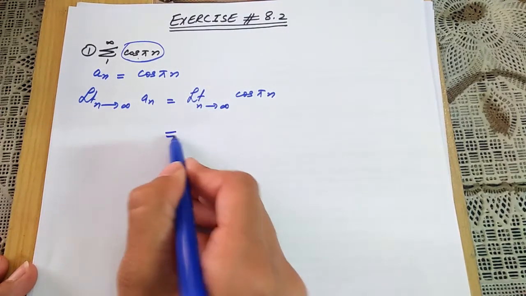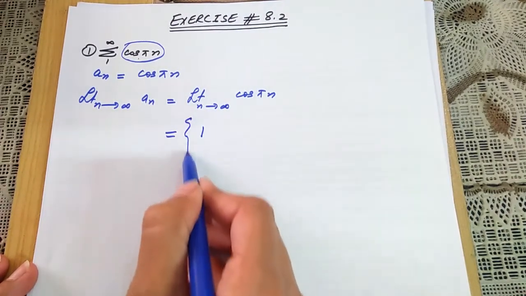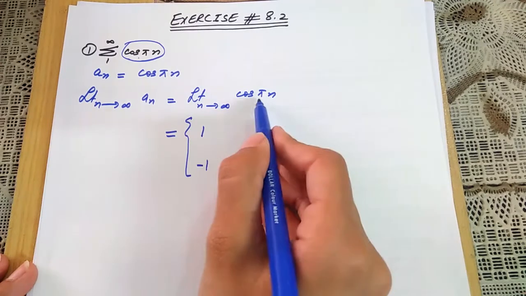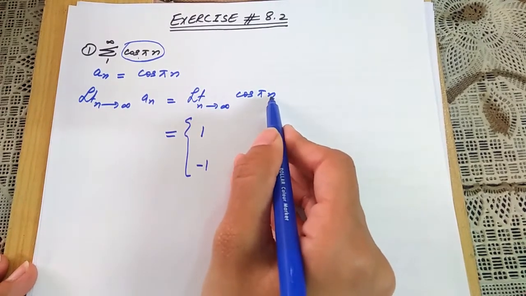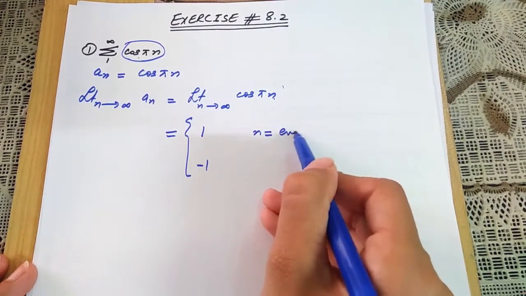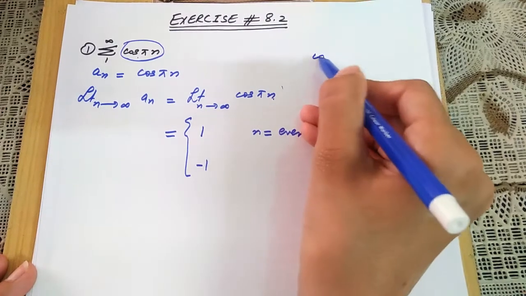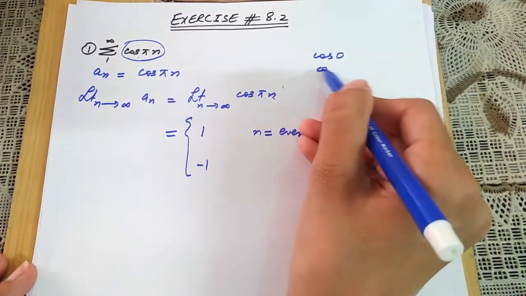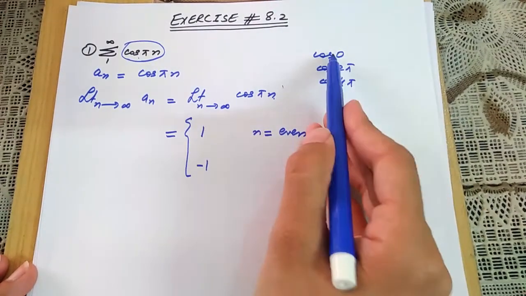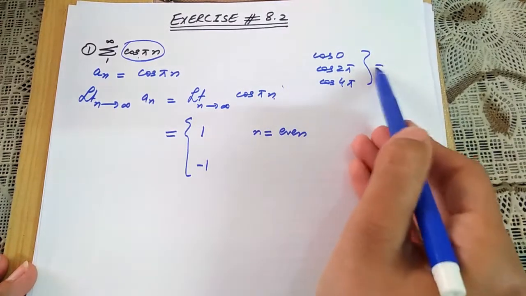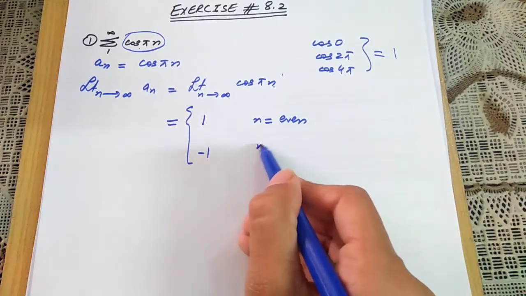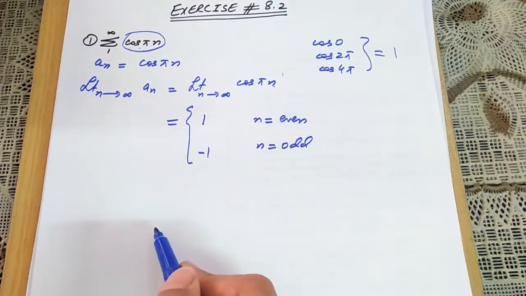That will give you 1, and also it can give you minus 1 in your answer. You know that if n is even here, then you will get the answer 1, like for cos 0, cos 2 pi, cos 4 pi. If your n is even, then you will always get 1 in your answer. And if your n is odd here, then you will always get -1 in your answer.